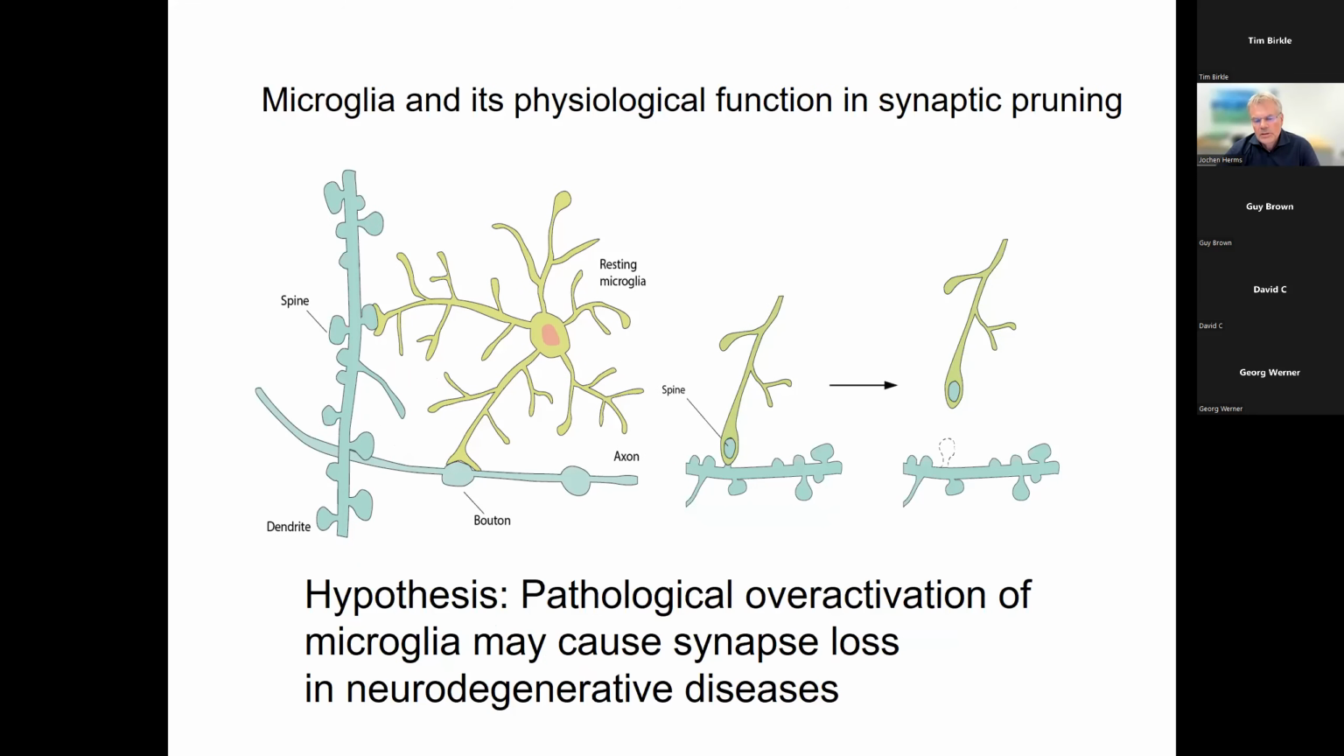So the hypothesis is that the pathological overactivation of microglia may cause synapse loss in neurodegenerative diseases. And this may not hold true only for diazepam, but also for reduced physical activity or for obesity. So, all conditions that affect the phagocytic activity of microglia.